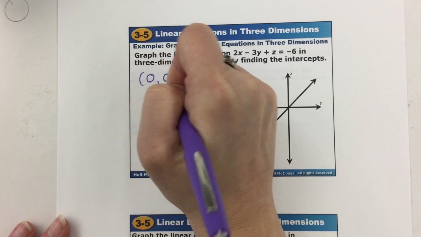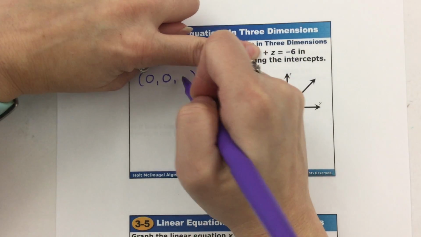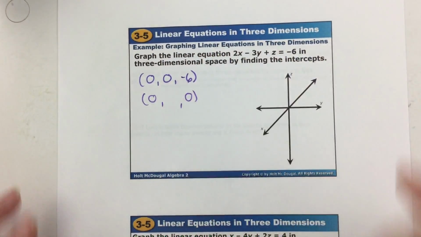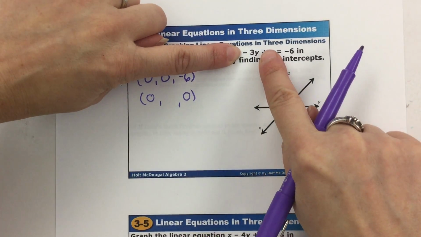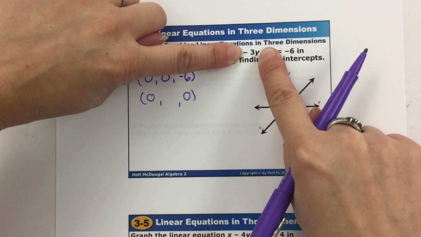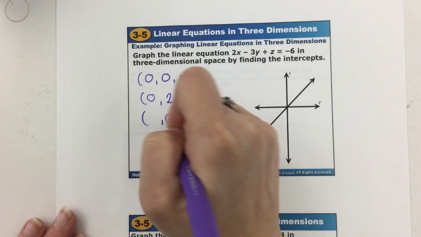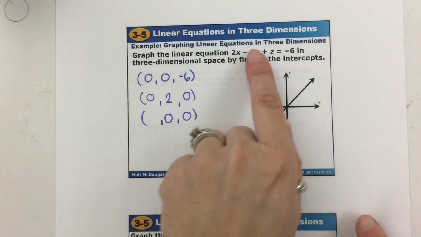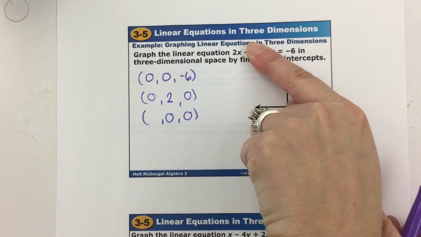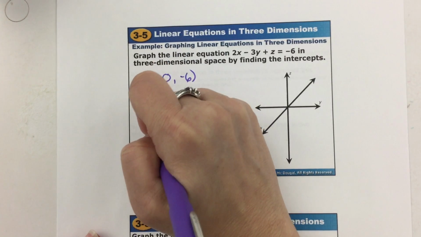If I put in a 0 for x and a 0 for y, z would be -6. Well, if I put in a 0 for x and a 0 for z, the x cancels, the z cancels. To solve for y, I'd have to divide by -3. -6 divided by -3 is 2. If I put in a 0 for y and a 0 for z, I would have 2x equals -6 because those would be zeros. If I divide by 2, -6 divided by 2 is -3.